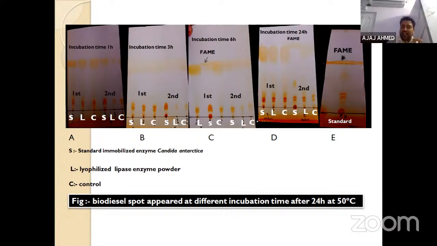After 6 hours and 24 hours, the same spot appeared, and on the right side is the standard, which was methyl stearate. This is the same spot at 24 hours and 6 hours. In the first method and second method, the biodiesel spot did not appear, only monoolein, diolein, or triolein. When 6 hours and 24 hours, the same spot appeared on the TLC plate.